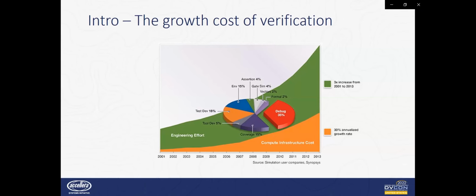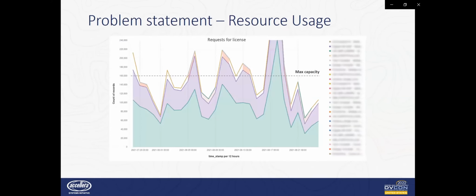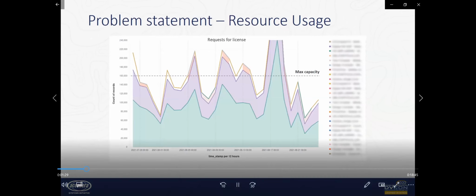As all of you know, the complexity and size of digital designs are getting immense. This graph shows that engineers' efforts and computing infrastructure cost for verification have increased so far. This trend will be accelerated with the increasing number of IoT devices, mobile devices, and automotive cars. From this trend, we noticed 2 problems.